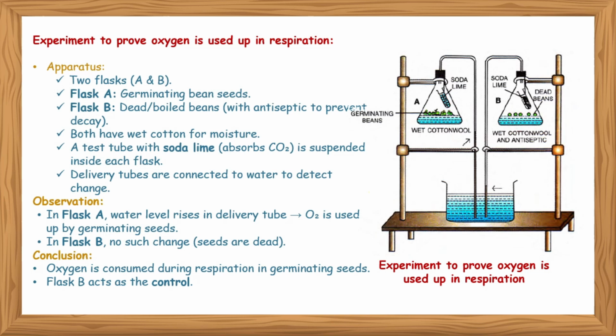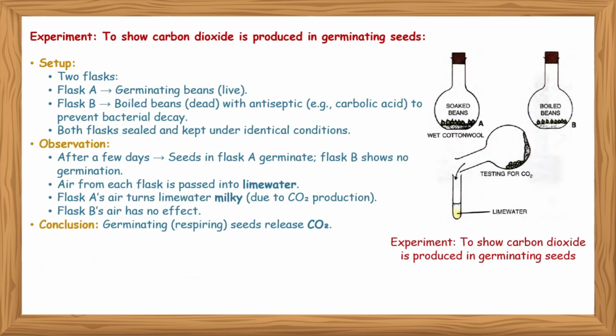Observation: in flask A, the water level rises in the delivery tube, that is, oxygen is used up by germinating seeds. In flask B, there is no such change because the seeds were dead. So oxygen is consumed during respiration in germinating seeds, and flask B acts as the control. Here is the image showing the experiment to prove that oxygen is used up in respiration.